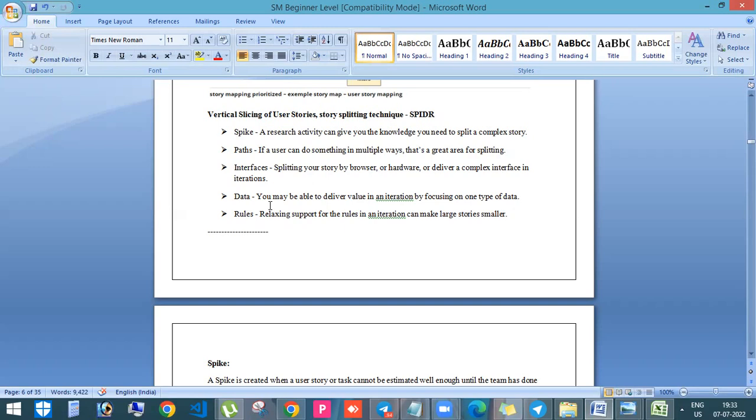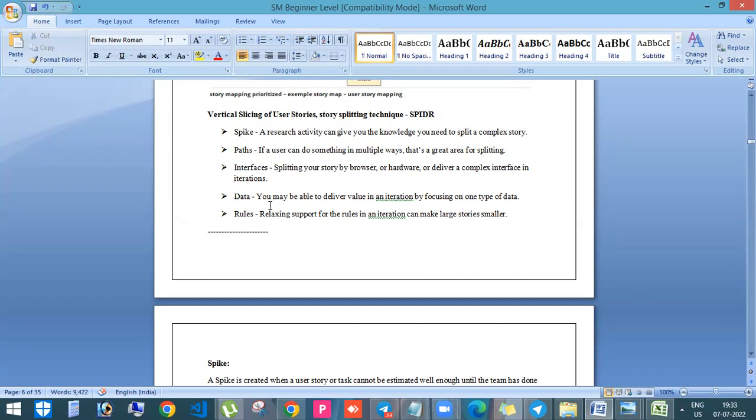If someone asks you what story splitting technique you use, you can tell them. Practically speaking, if you are not using it, you can tell that openly, because in the interview you should build up trust with the interviewer. You cannot speak only theoretically. If someone asks what story splitting technique you use, you can say SPIDR.